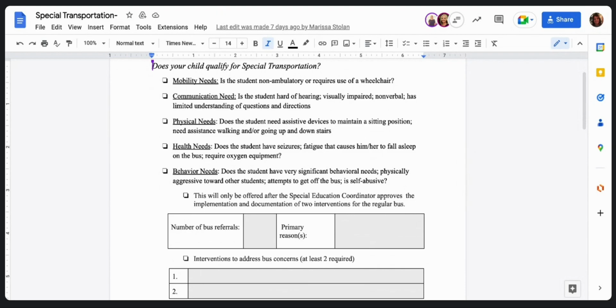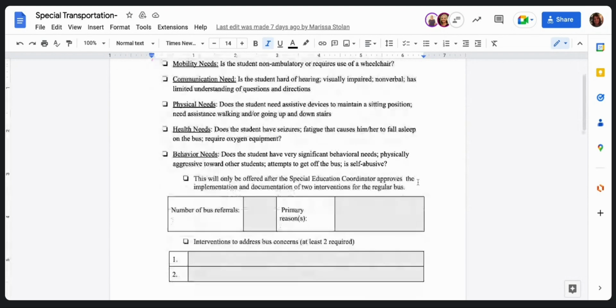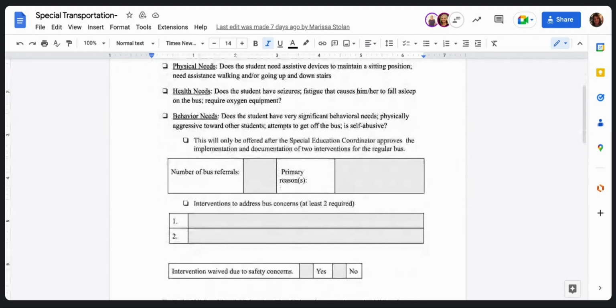So the first section asks the question, does your child qualify for special transportation? And that's something I think a lot of parents don't always understand: just because their student is on an IEP doesn't mean they automatically get special transportation, but they do have to qualify for that. So again, it touches on those same needs that Marissa covered in the first one. Mobility needs, communication needs, physical needs, health needs.